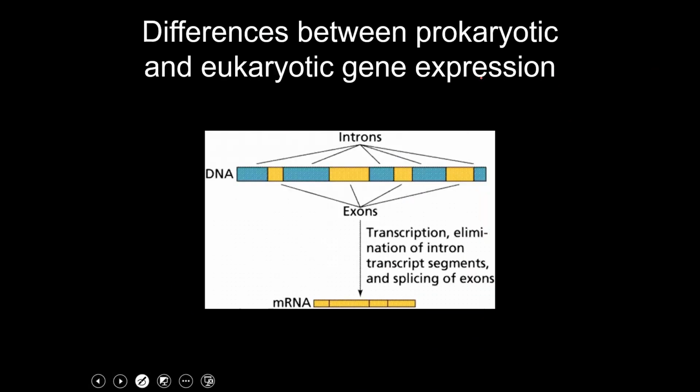After that, you have what are some of the differences between prokaryotic and eukaryotic gene expression. So in the video, they showed you a cap and tail being added. Prokaryotes don't do that. Prokaryotes don't add the cap and tail because they don't need the help to get out of the nucleus like a eukaryotic cell is going to. So we don't add the cap and tail to prokaryotes, just eukaryotes.